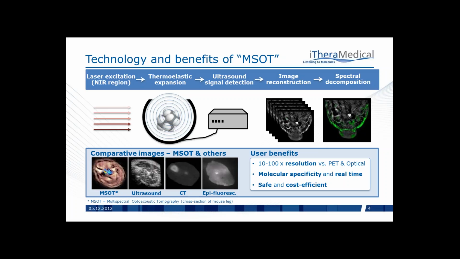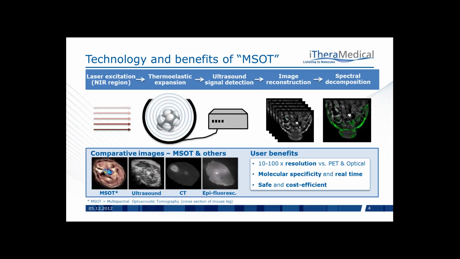You can also see the molecular probe within the sample. And with the other modalities, you can either see one piece of information or the other, but MSOT allows you to see in vivo both the anatomy and the molecular probe. As compared to PET and optical imaging, because we have 150 micron in-plane resolution, we have a much higher resolution.